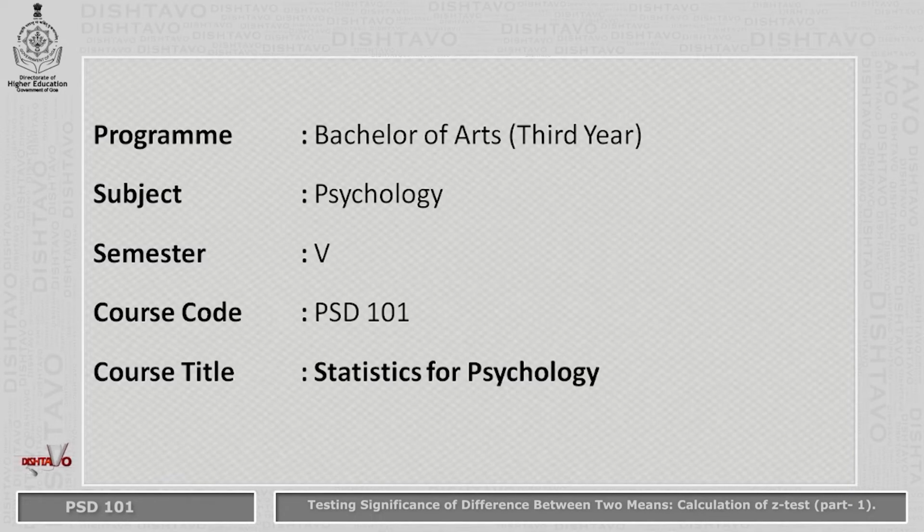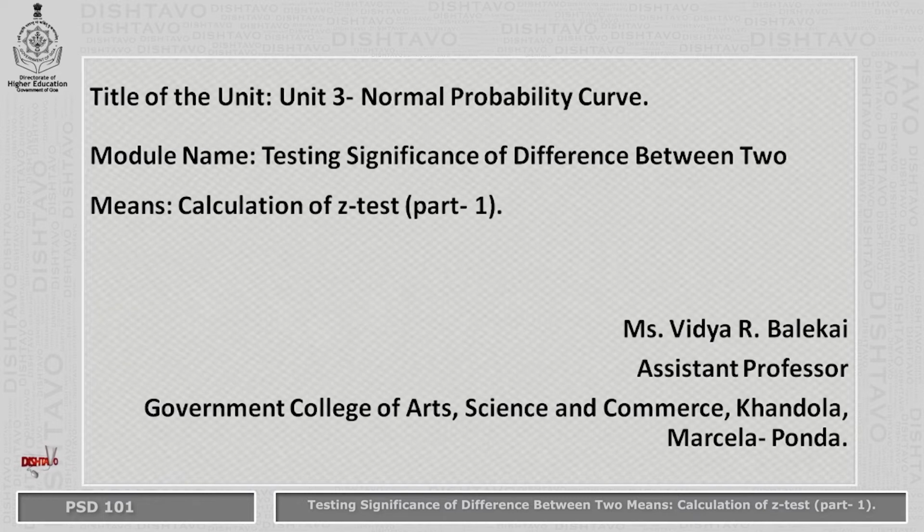Program Bachelors of Arts 3rd year, Subject Psychology, Semester 5, Course Code PSD 101, Course Title Statistics for Psychology. Title of the Unit, Unit 3, Normal Probability Curve. Module Name, Testing Significance of Difference Between Two Means, Calculation of Z-Test Part 1. I, Miss Vidya Balikai, Assistant Professor, working at Government College of Arts, Science, Commerce, Khandala, Marshall, Ponda.